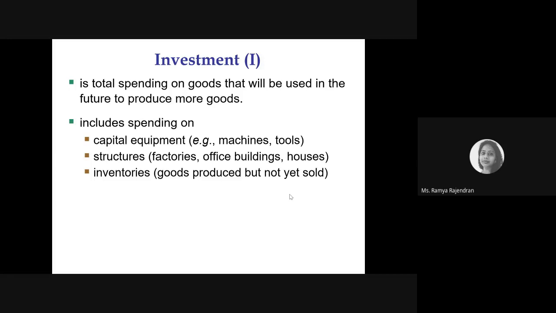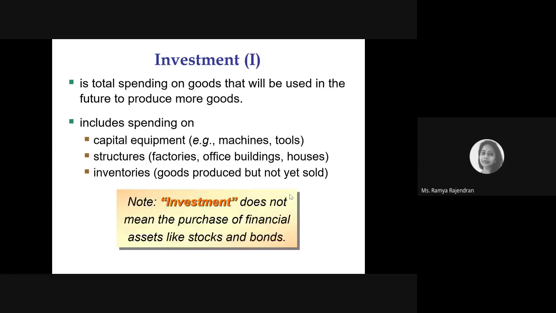Hope you are able to understand this, because sometimes people have a tough time sorting this out: how can you have finished products in the investment category? Yes, that's how it works. So in investment, when you buy stocks and bonds, it is not called investment, whereas when you buy a house, that is investment.